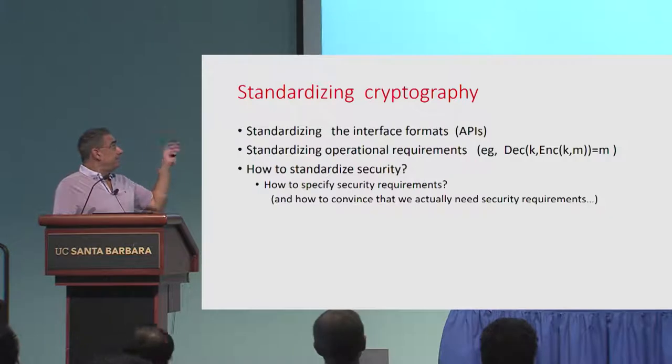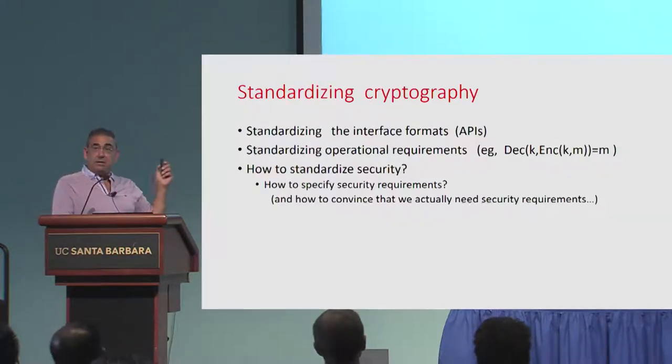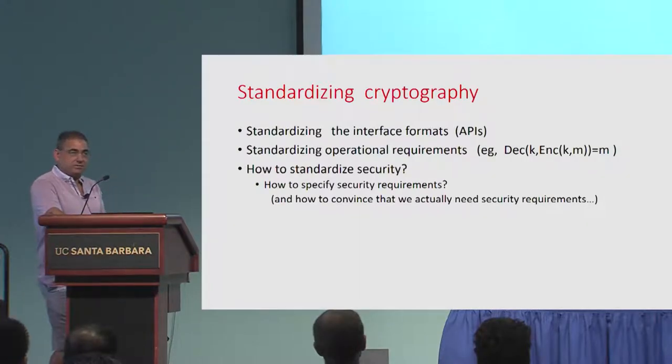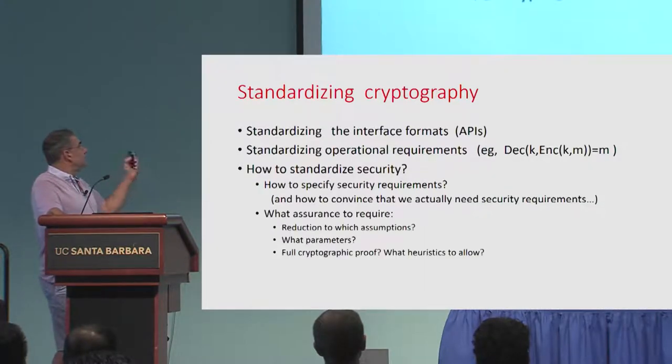So just the fact that there should be a security requirement is something. Maybe to the people sitting here I don't have to convince you, but it's not so obvious to many other people. Once we agree on a security requirement, whatever it is, then what assurance do we require?